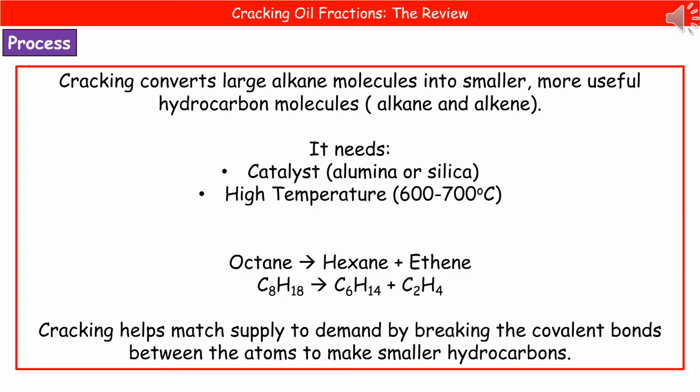Now, when we take something like octane, which is a large alkane with 8 carbons in it, and we have the catalyst and the high temperature, we can split that octane into hexane and ethene. So we're splitting it into an alkane and an alkene. As a result of carrying out this process, we can match supply to the demand, because what we're doing is breaking those covalent bonds between the atoms to make smaller hydrocarbons, the ones that we need in greater amounts than we get through fractional distillation on its own.